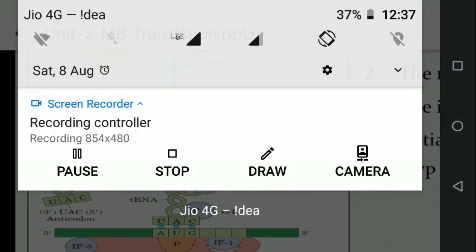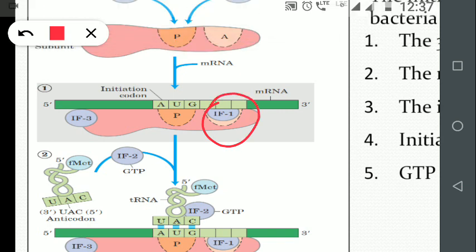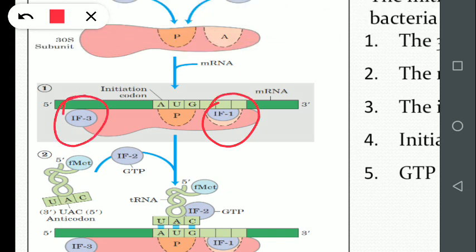IF1 physically blocks the A site, and IF3 facilitates the binding of mRNA to the 30S subunit. So now the initiating tRNA comes and binds to the P site only, because the A site is already blocked. Only the P site is empty, and the E site doesn't exist in the small subunit. It is largely confined to the large subunit only. So now we have no large subunit, so simply we have a P site that is empty.